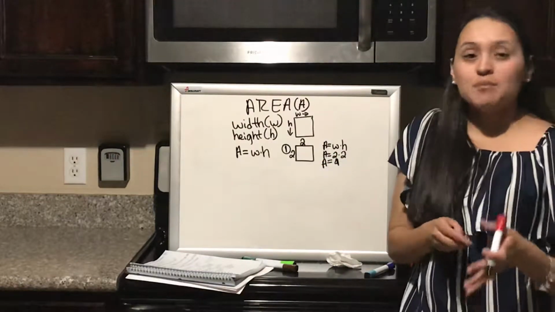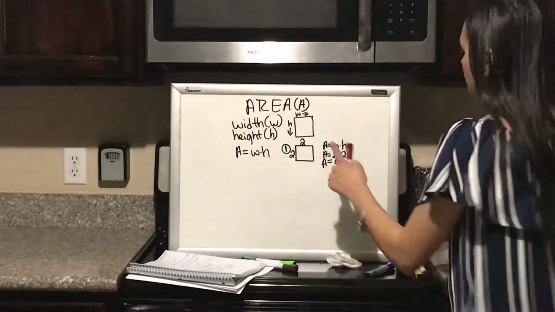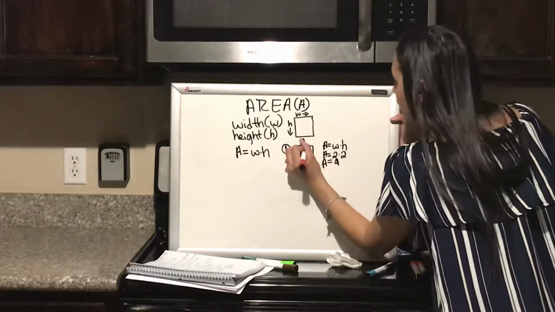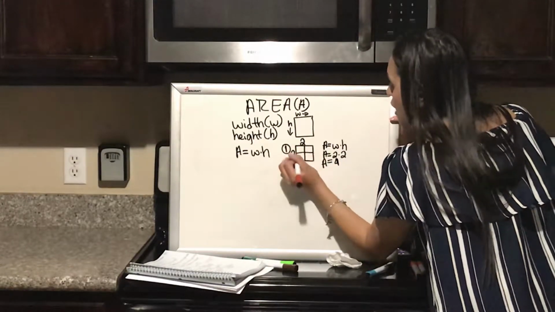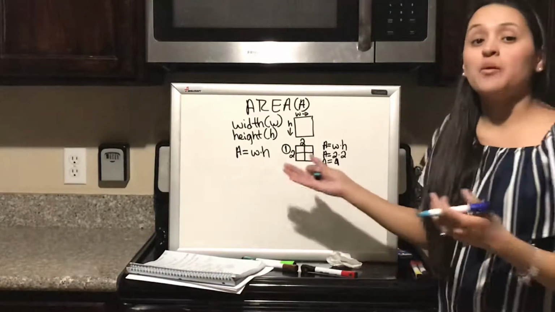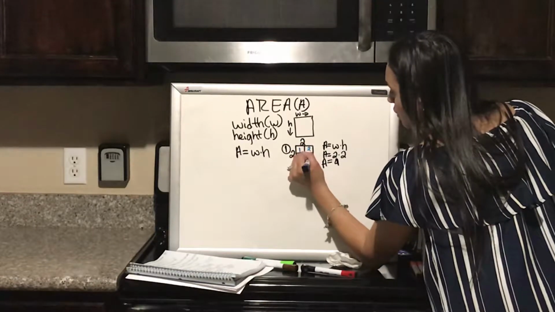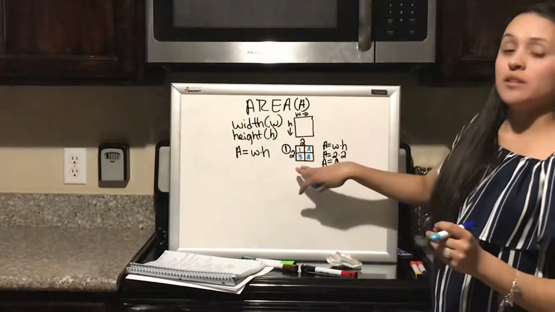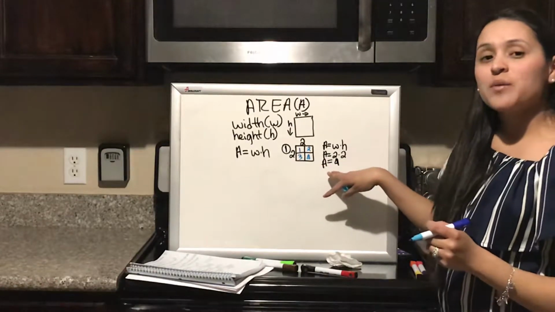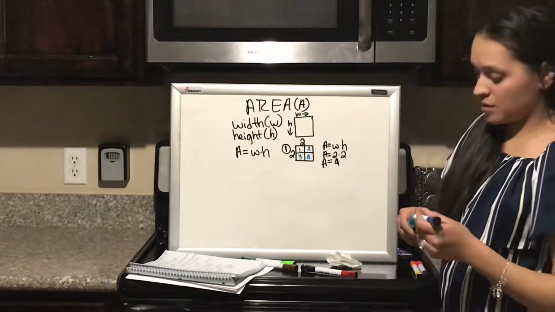We can check this by counting the units. But first we have to make a grid. So our square is 2 units wide and 2 units tall. Now we count. 1, 2, 3, 4. Our square has 4 units. By doing our math with our formula, we see that A equals 4. So we're correct.